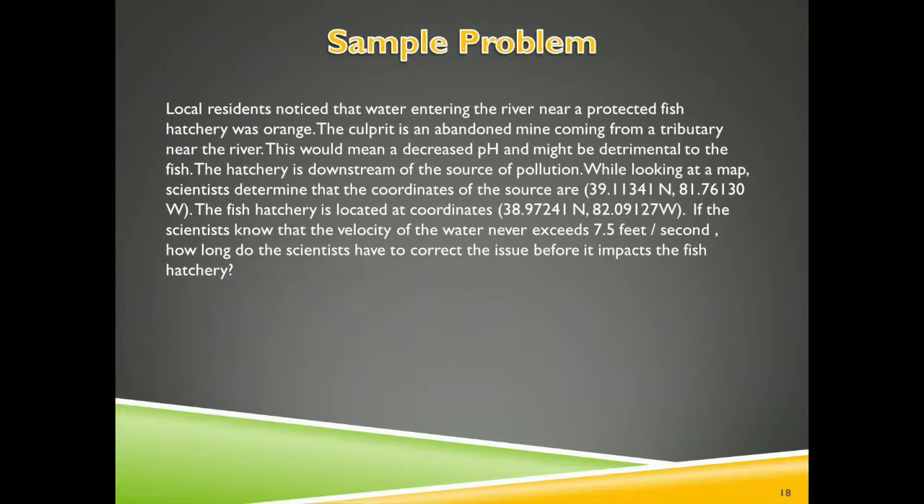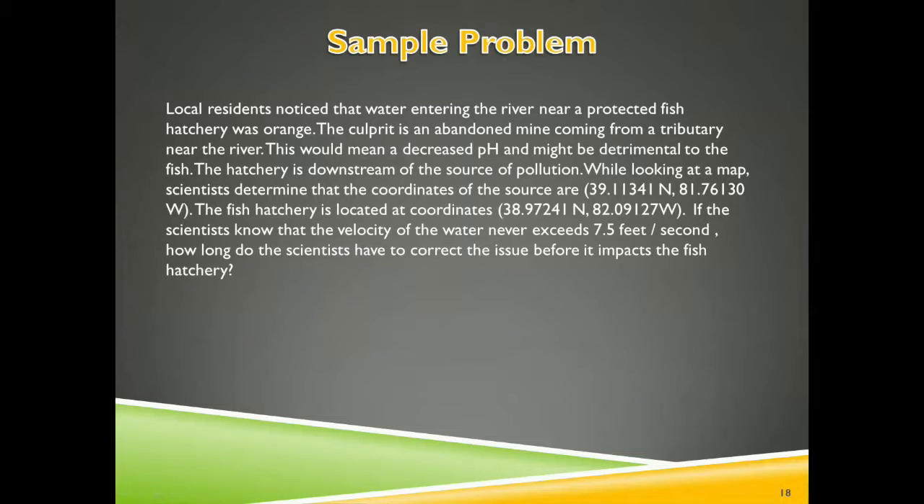Let's do another sample problem. This time you'll have to work the answers out on your own. Local residents have noticed that water entering the river near a protected fish hatchery was orange. The most likely culprit is an abandoned mine coming from a tributary near the river. This would mean a decreased pH level, which might be detrimental to the fish. The hatchery is downstream from the source of pollution.